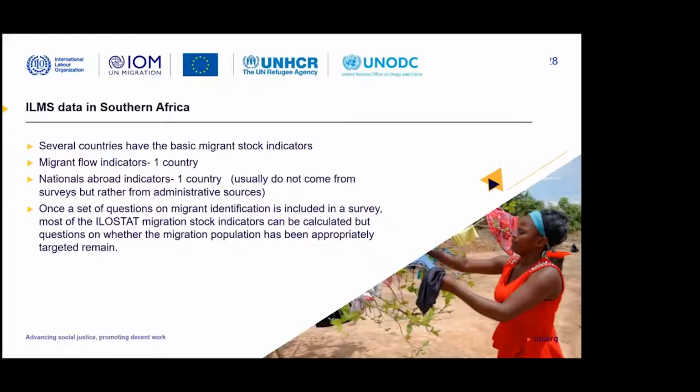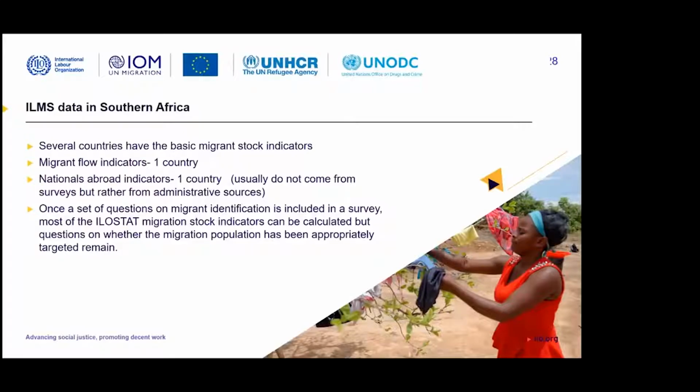Unfortunately, within this region, when it comes to flow indicators, we've got only one country with such data, and even for nationals abroad indicators, it is only one country. And they are not the same country. The one with migrant flow data and the one with nationals abroad, they are not the same country. So there is a serious lack of data in this region, especially when it comes to data for flows.